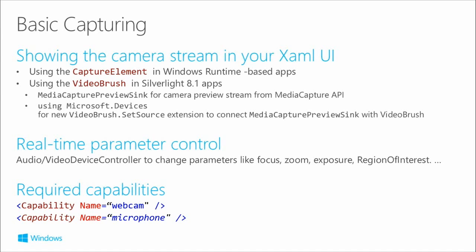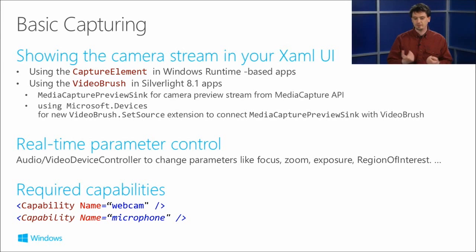So the basic capturing concept is that we show our camera stream in our XAML UI, and we use the capture element for Windows runtime apps. Whereas before we would be using a video brush. And in fact, the video brush still exists in the Silverlight 8.1 application. So if you've been using video brush, you need to update from your Silverlight 8.0 application, you can update to Silverlight 8.1 and keep that video brush with its media capture preview sink, and all of that code is pretty much still going to work.